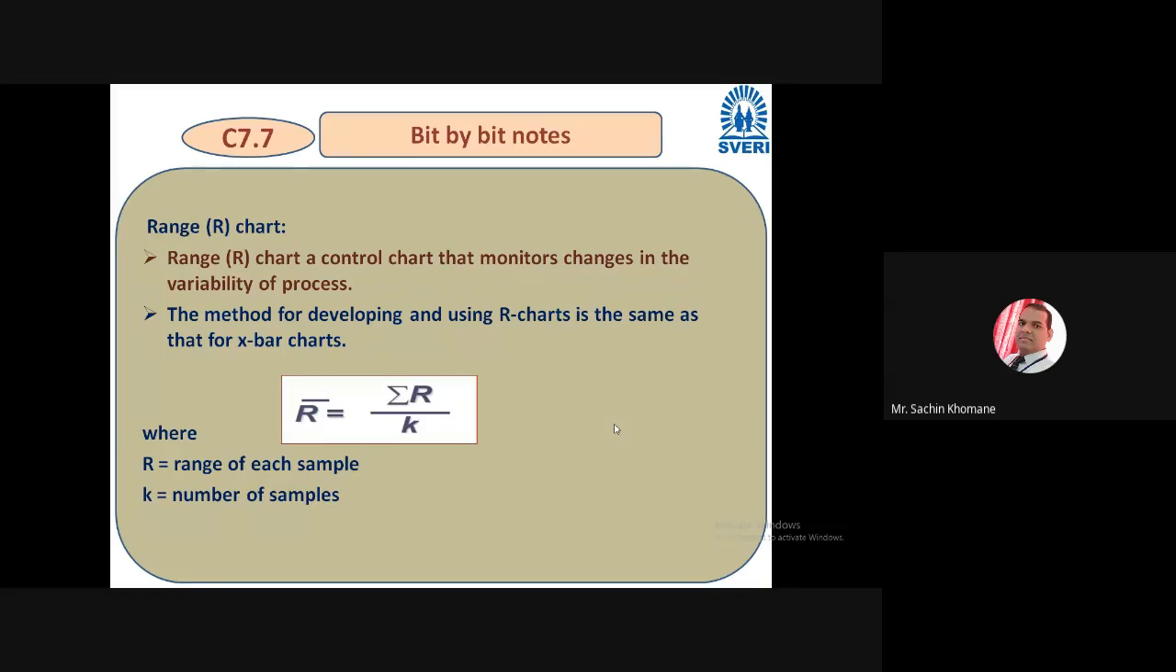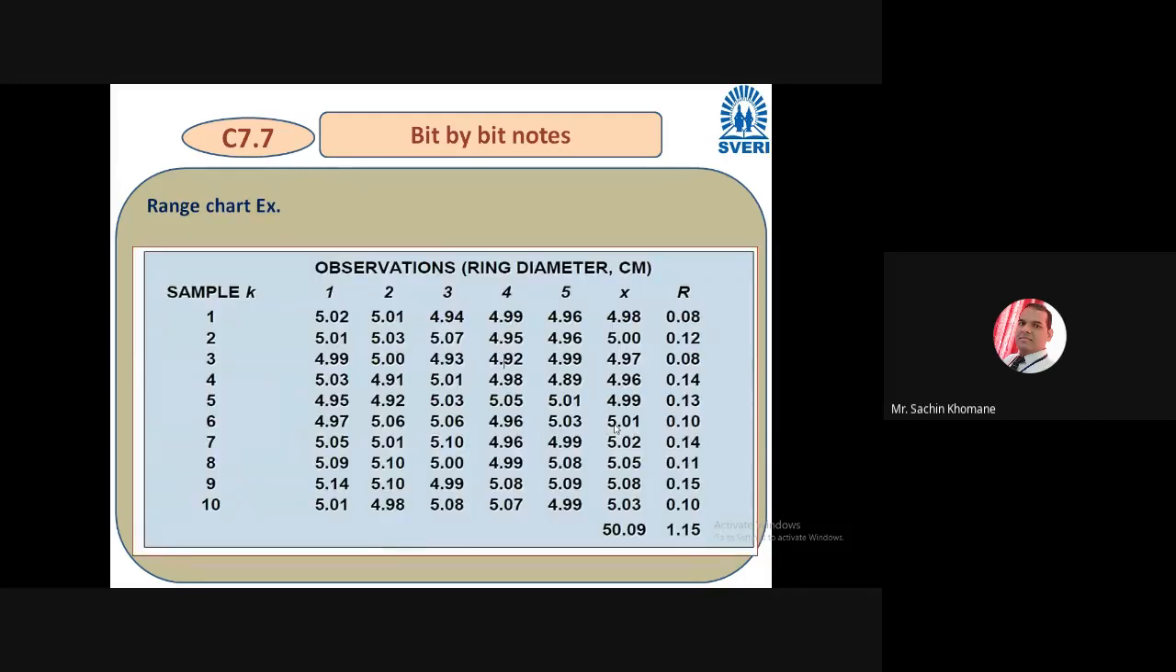For the R chart as well as the X bar chart, the method is the same, but the formula is different. You have to calculate R bar equal to summation of R divided by K. R means range, the range of each sample, and K is the number of samples. In this way you can draw the R bar and collect the data.